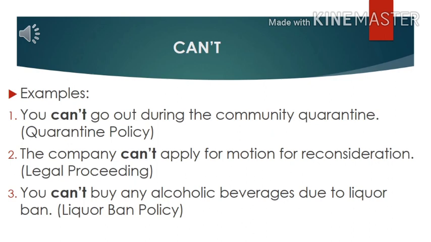Let us use can't in sentences. Examples. Number 1. You can't go out during the community quarantine. That is a quarantine policy. Number 2. The company can't apply for promotion for reconsideration. That is a legal proceeding. Number 3. You can't buy any alcoholic beverages due to liquor ban. That is liquor ban policy.